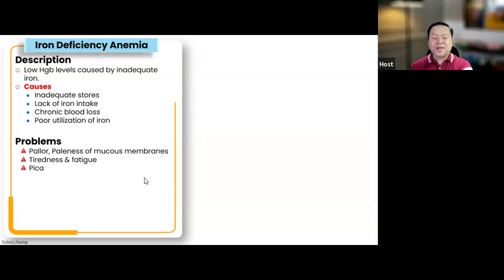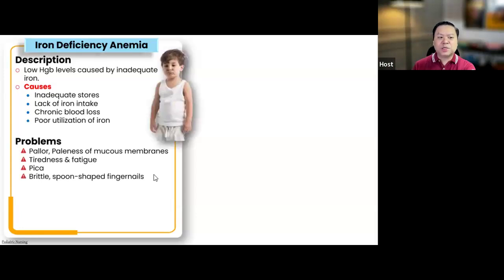Now, another manifestation that you will encounter is tachycardia, possibly brittle, spoon-shaped fingernails. And the tachycardia is pretty much a compensatory mechanism for the body. With a high demand for oxygen, the body will try to stimulate the heart to beat much more rapidly in order to compensate for the low hemoglobin level.